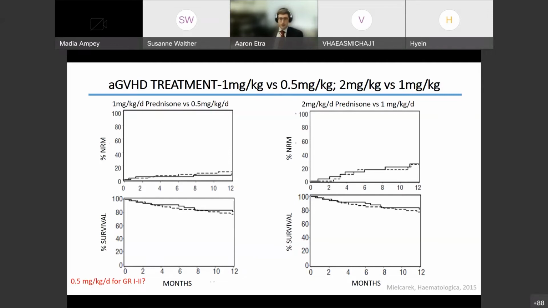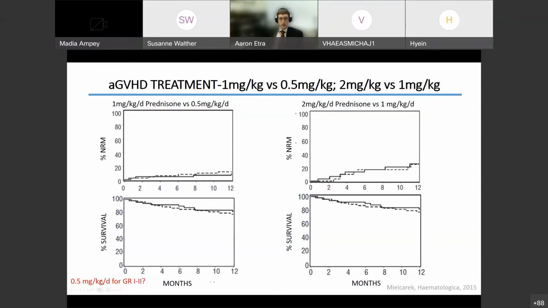First of all, there was no difference in non-relapse mortality in either group, and there was no difference in survival in either group. However, whereas this group of patients, the 1 milligram versus 0.5 milligrams, did not have any difference in steroid refractory GVHD, to be more precise, steroid refractory GVHD refers to those patients who do not respond to steroids. They did not see any increase in the risk of this. Likewise, there was no increase in the rate of relapse, no increase in the rate of chronic graft versus host disease. So that was actually very promising.